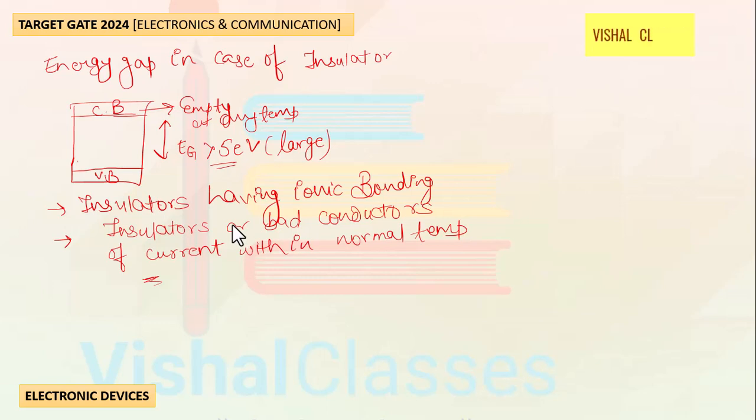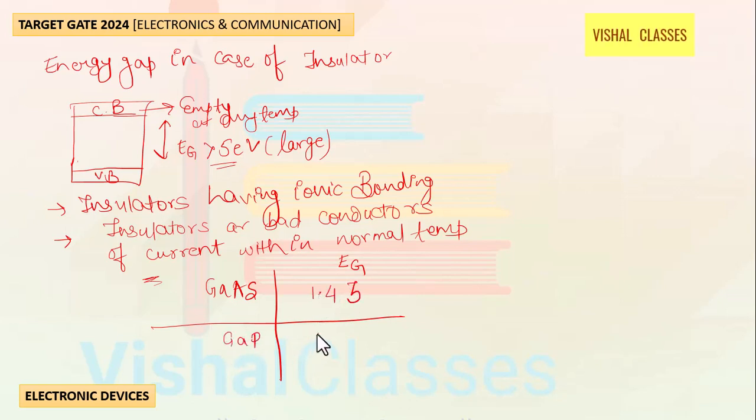Next is energy band gap value. You will remember it for some other elements also. The energy band gap Eg for gallium arsenide is 1.43. Gallium phosphide is 2.3, and one more is there, indium phosphide, 1.35.